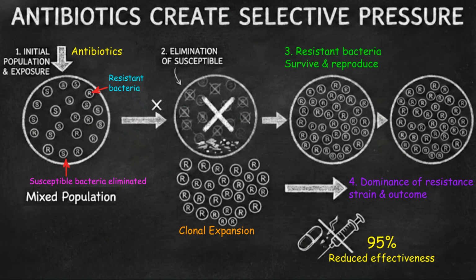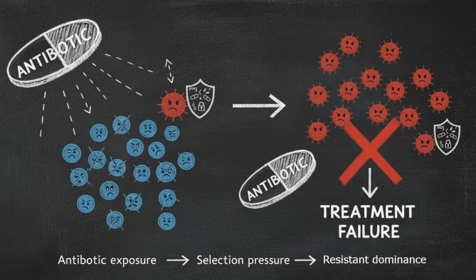It is driven by selection. Antibiotics remove susceptible bacteria. Resistant bacteria survive. And survival leads to dominance. Antibiotic resistance is not a sudden event. It is a step-by-step mechanism: selection, survival, expansion, dominance. Understanding this mechanism explains why antibiotic misuse accelerates resistance, and why preserving antibiotic effectiveness is critical.